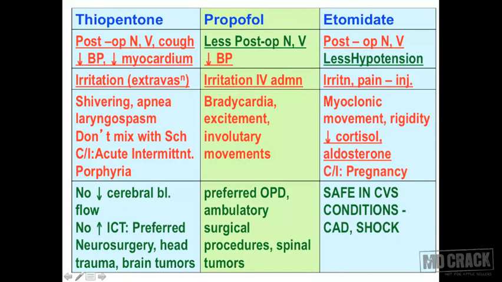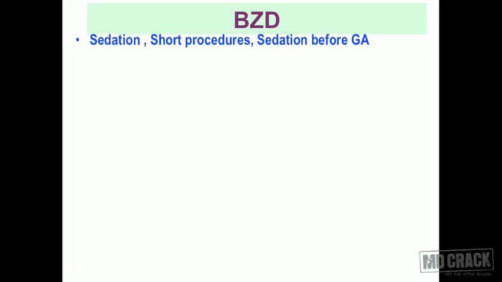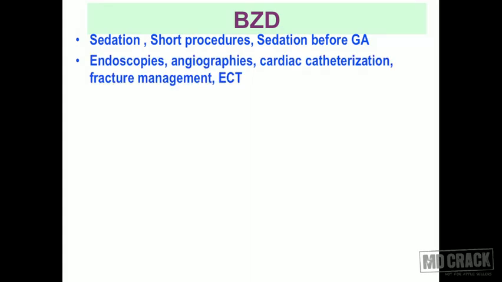Propofol has extremely good and very rapid recovery with least disorientation. That's why it is a preferred agent for OPD and ambulatory surgical procedures as well as for spinal tumors. And etomidate, having fewer cardiovascular effects, is supposed to be a safe anesthetic in cardiovascular conditions like coronary artery disease and in shock.